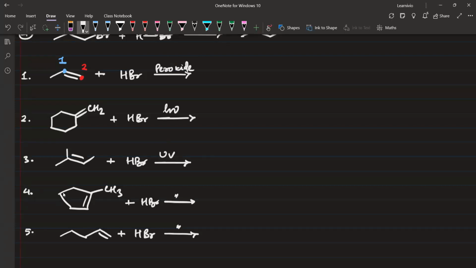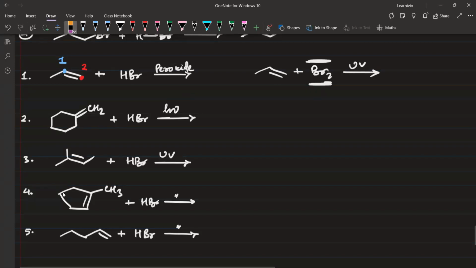And what you are confusing it with is something like this. For example, if you have something like this plus Br2 in the presence of UV, this is bromination. So we have only Br2, we don't have HBr. Makes sense? The reagent is itself different. Okay, so the first one is right, but the other four are wrong.